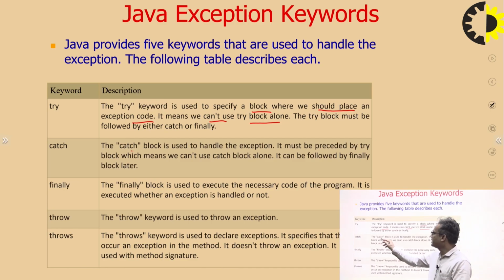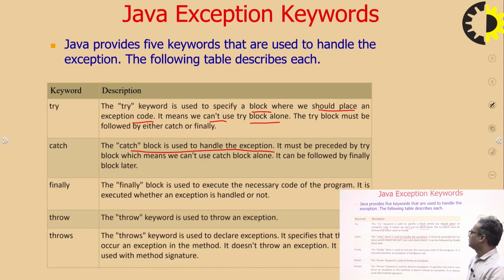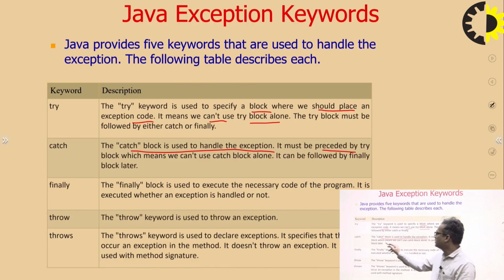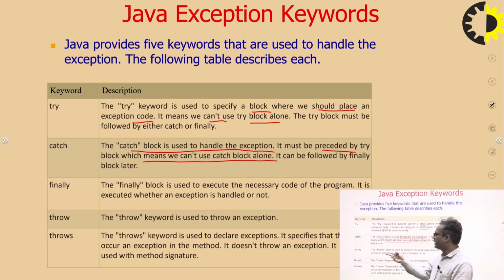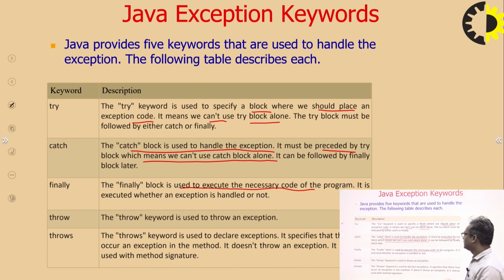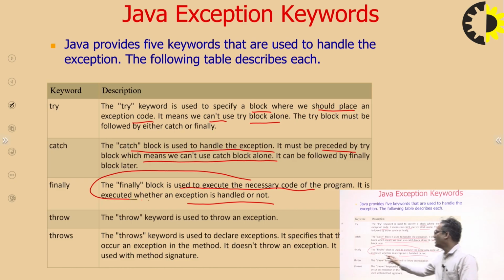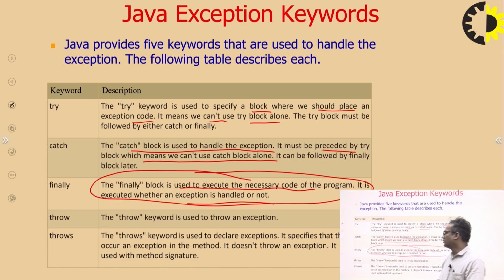What is a catch block? Basically, the catch block is used to handle the exception. Whatever exceptions are thrown through the try block are handled here in the catch block. It must be preceded by the try block, which means we can't use catch alone. It can be followed by finally also. So you can use finally after the catch also. The finally block is used to execute the necessary code of the program. It is executed whether the exception is handled or not. So it is recommended that you always use the finally block, because whether your exception is handled or not, it will take care of all the things and execute the necessary code of your program.